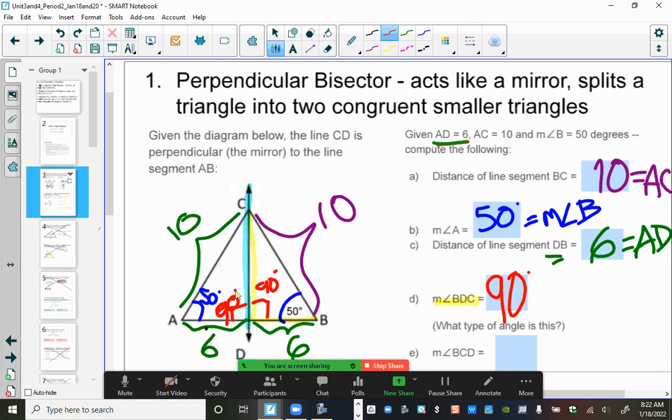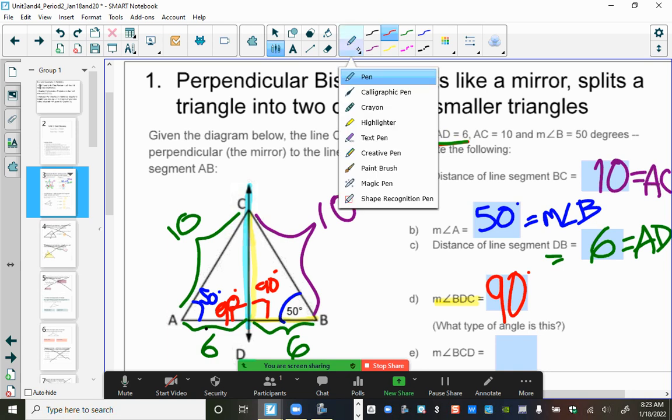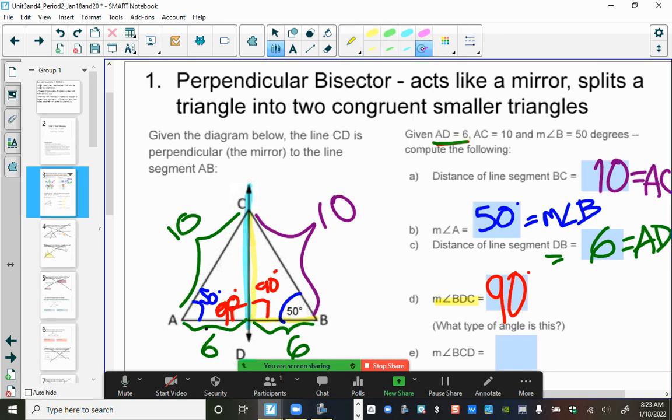B, C, D. Now, notice the order of the letters is different. We start at the same spot, B, C, D. But now we have to go up this way, and then we go down this way. This is going to require a little bit of extra thought here.